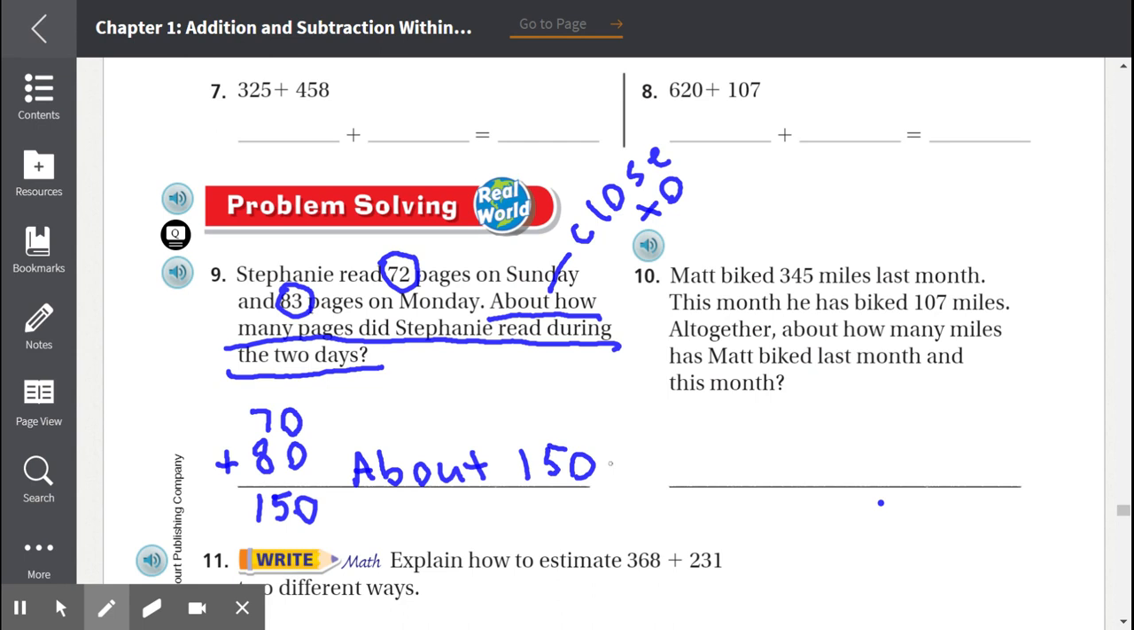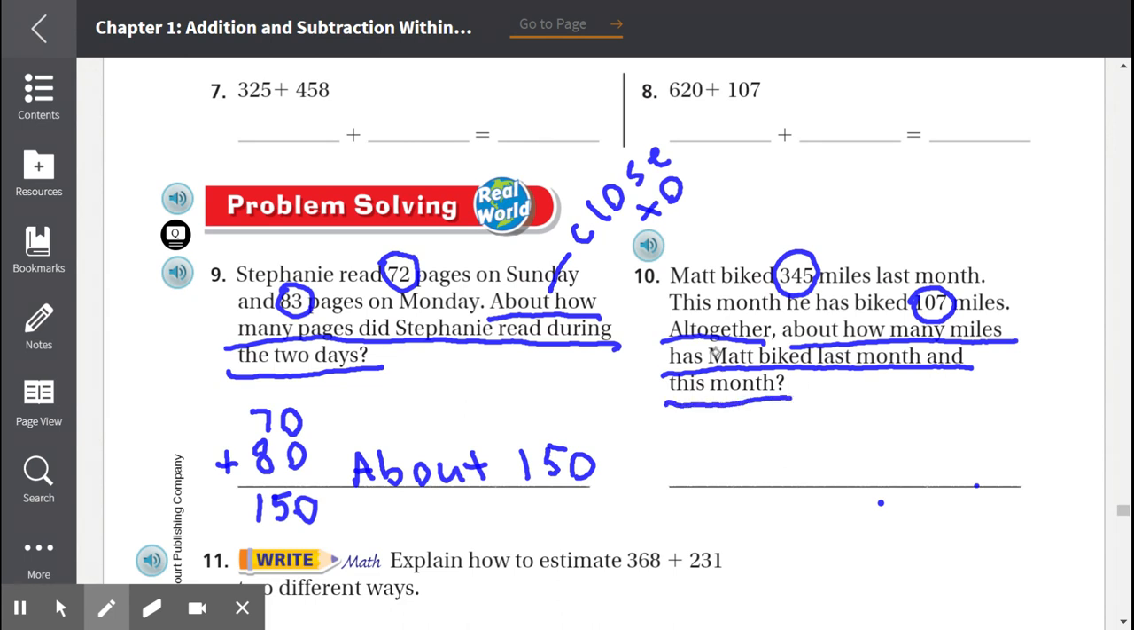Number 10. Matt biked 345 miles last month. This month, he has biked 107 miles. Altogether, about how many miles has Matt biked last month and this month? So let's find our important numbers and keywords. So 345 miles last month. This month was 107 miles. Altogether, about how many miles has Matt biked last month and this month?